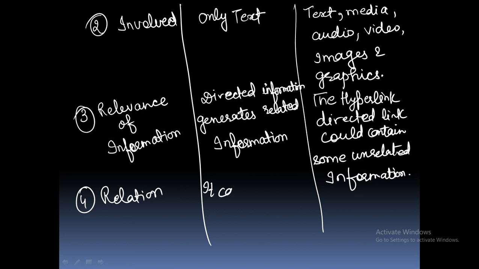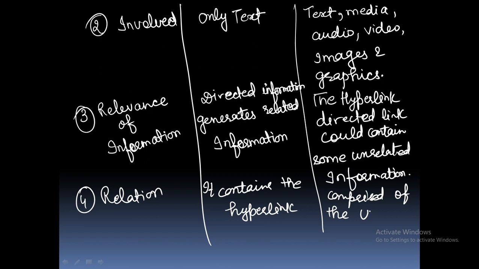Now next difference according to relation. It contains the hyperlink, and on the other side, hyperlink comprised of the URLs, Uniform Resource Locator. Now these four are the basis for comparison for hypertext and hyperlink.